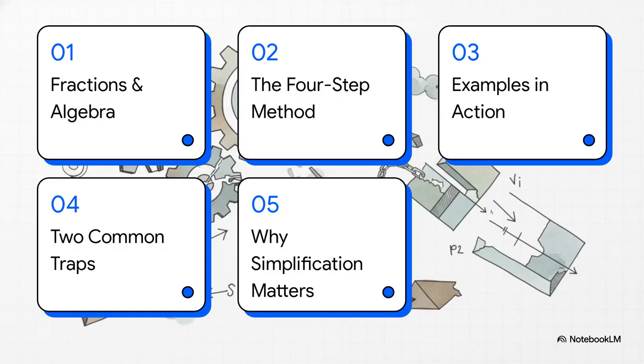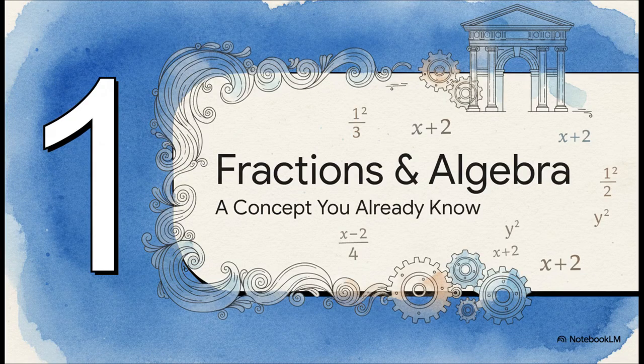First, we're going to connect this whole idea back to something you already get. Then, I'm going to give you a foolproof, four-step method you can use every single time. After that, we'll run through some examples, I'll point out two super common traps to avoid, and finally, we'll talk about why this actually matters outside of your algebra class. Okay, let's jump right in.